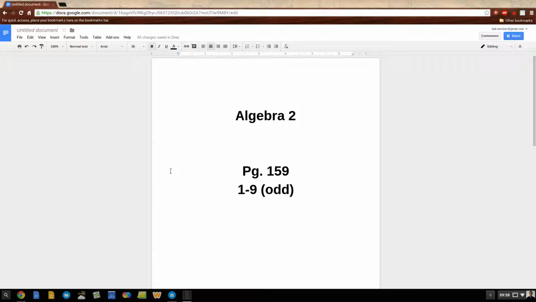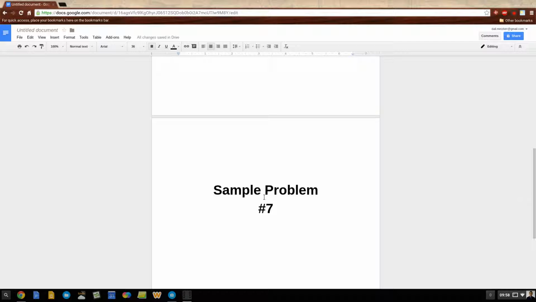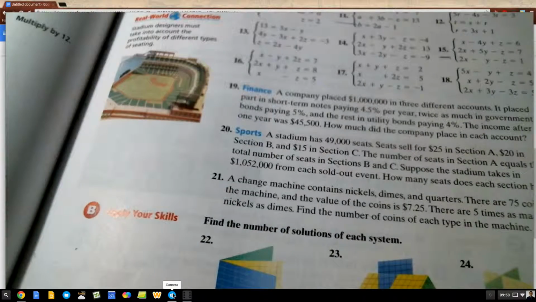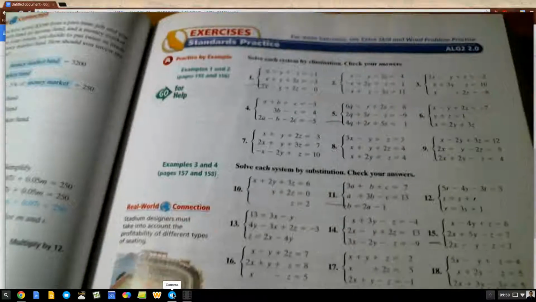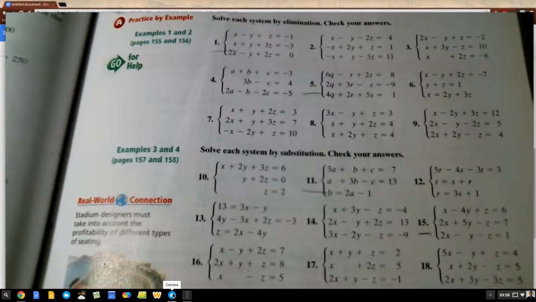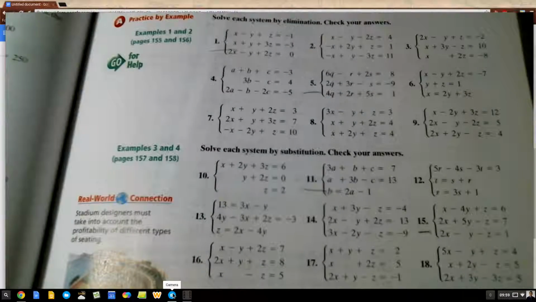Hello everyone. So the homework is page 159, 1 through 9 odd, and I'll be working on sample problem number 7. Okay? So let's take a look at number 7 here. We have this system of three linear equations and our job is to get x, y, and z. Okay? So let's do that.